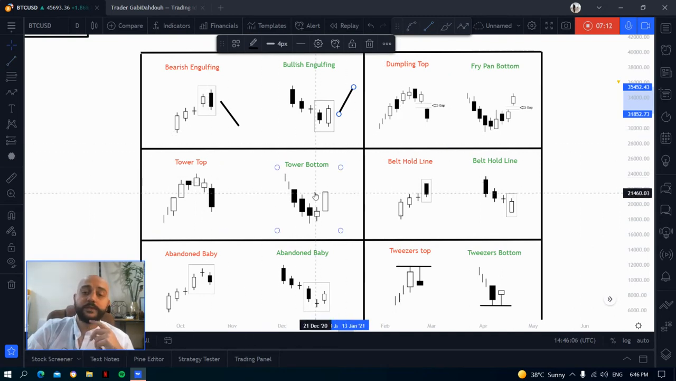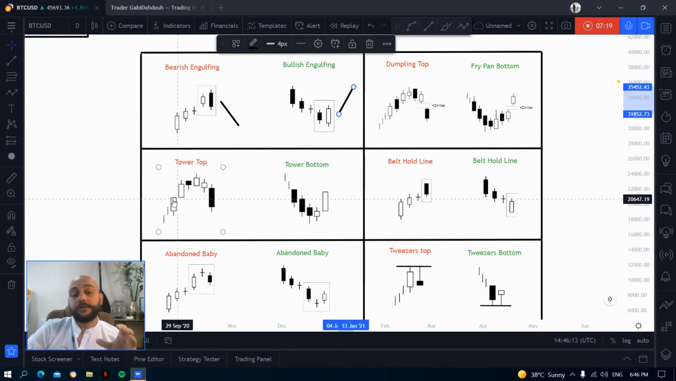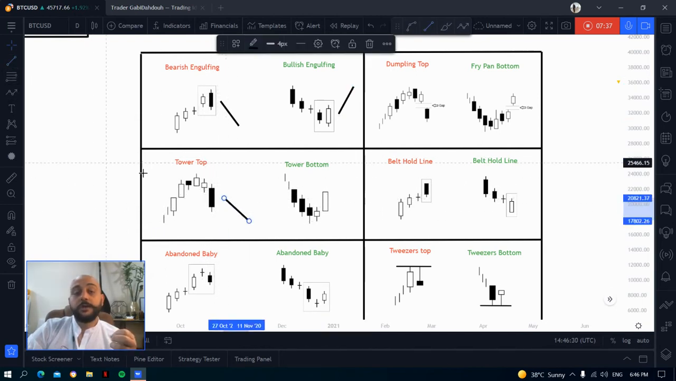Now, tower top and tower bottom. Notice these are 2-day patterns, but here we actually have multiple-day patterns. So this could take between 3 to 5 days to form. It's called tower top and tower bottom. In an uptrend, we usually have a big white candle or a bullish candle. Then we have a few spinning tops, then a big bearish candle like this. Spinning top, if you don't know, is basically the same as a normal candle, but the body of the candle is really small. That's all you gotta know about it.